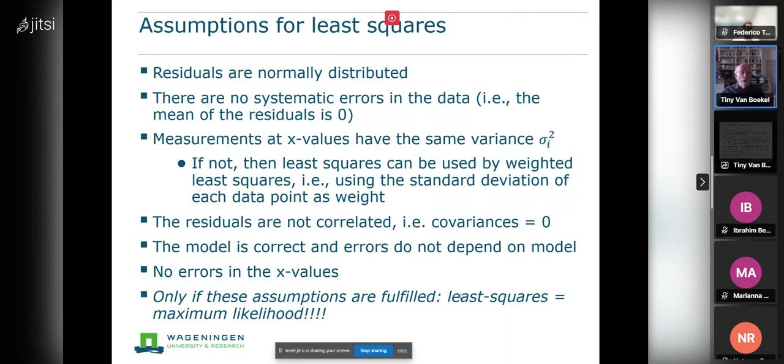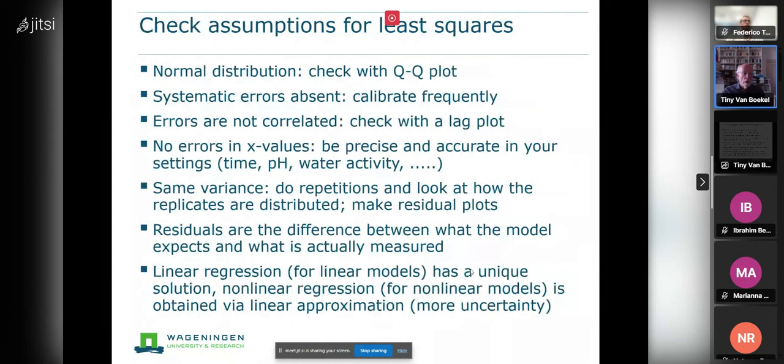And much to my disappointment, most people do not care about these assumptions, but it also means that many results in the literature are probably biased because people did not check these assumptions. So you need to check those, and we have several techniques to do that. To check if the residuals are normally distributed, we can use a so-called quantile plot.